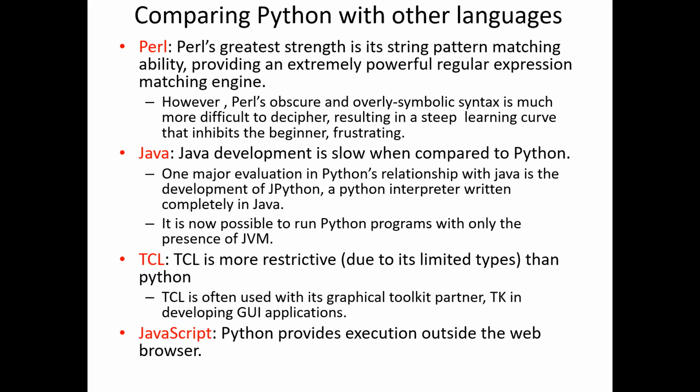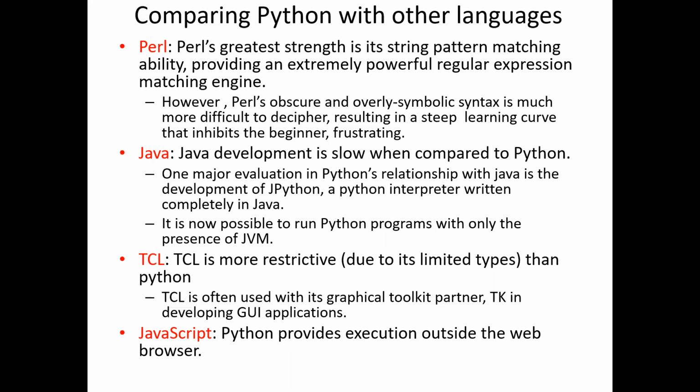But the symbolic syntax of the Perl language is very difficult and it is difficult to decipher. That's why beginners will not give a preference to the Perl language when compared to the Python language. Python language is very easy to understand.